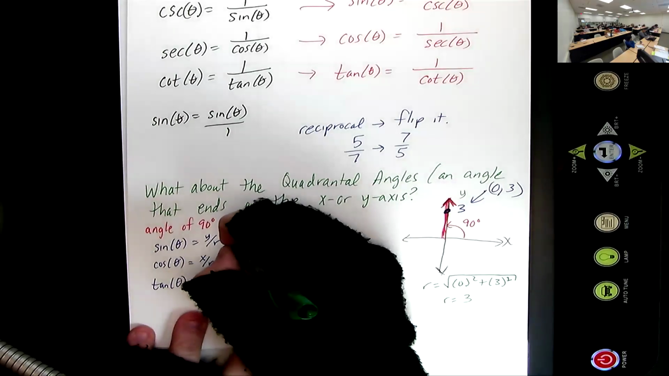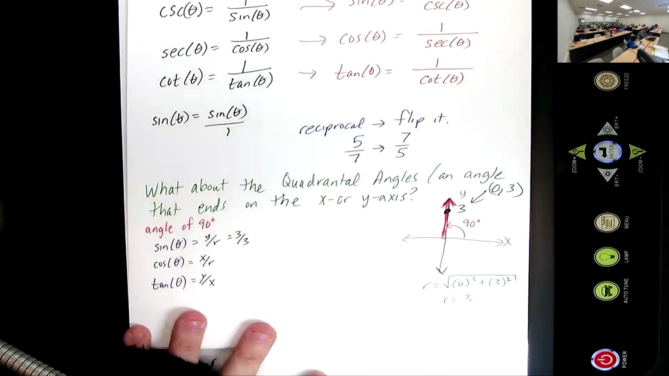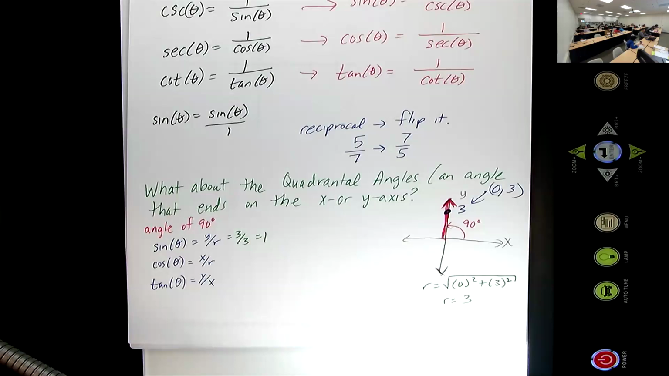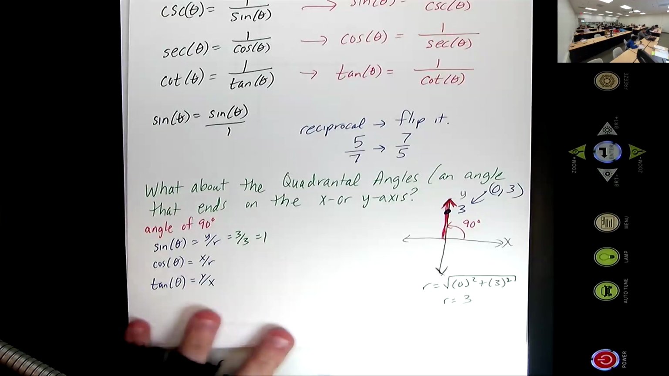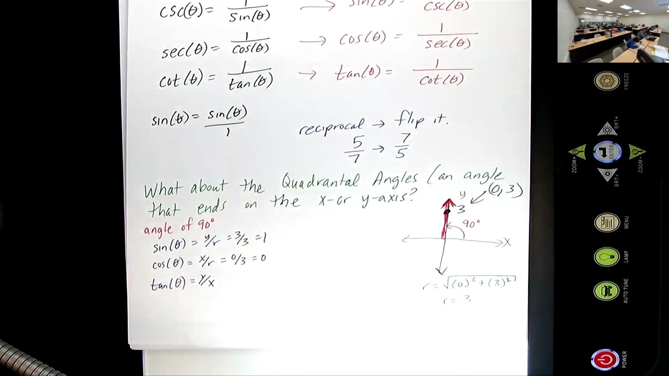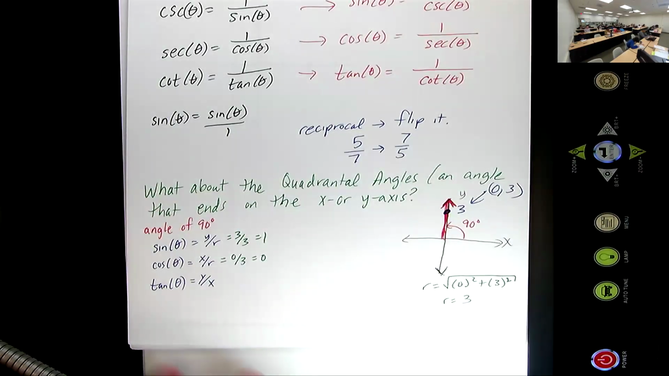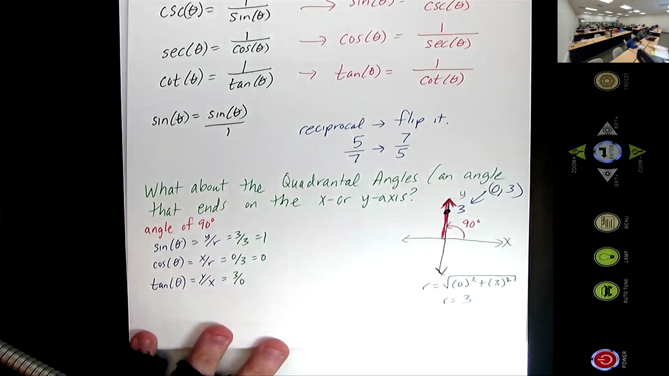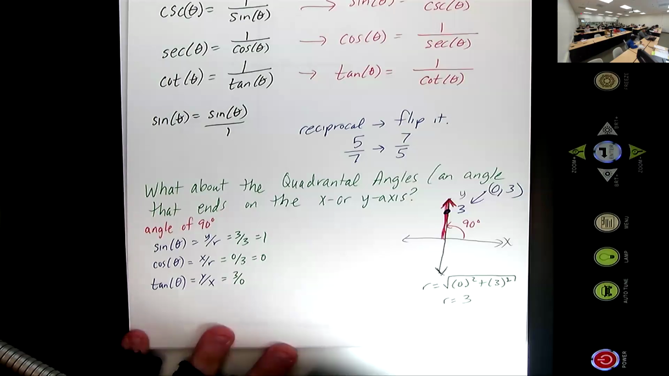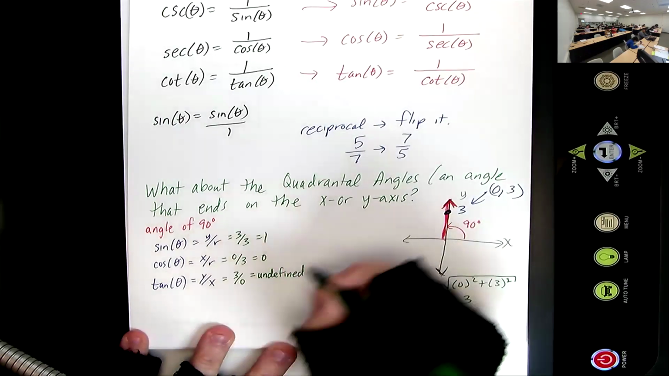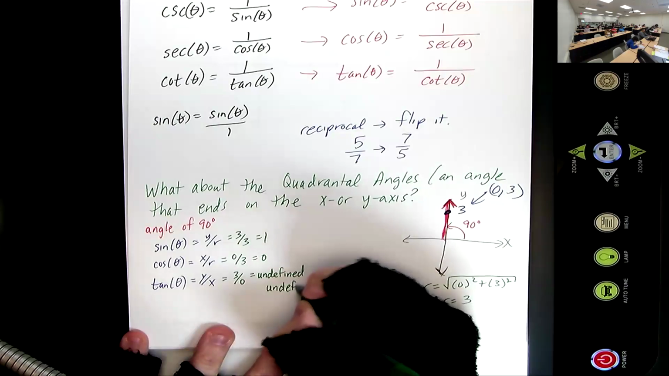So sine theta is y over r, which is 3 over 3. Sine theta is just 1. That's what I was saying: it doesn't matter what number we use, it's going to boil down to a 1. Cosine theta is 0 over 3, which is 0. And tangent theta is 3 over 0. Uh-oh, we divided by 0. When the result would be dividing by 0, we say undefined, often abbreviated just undef.